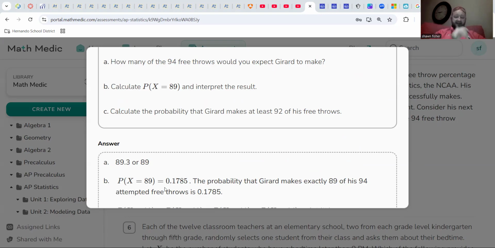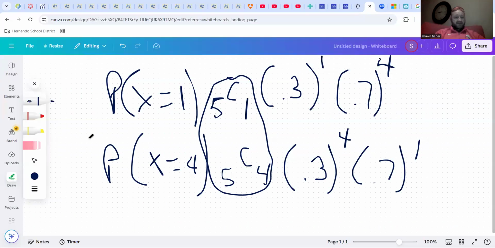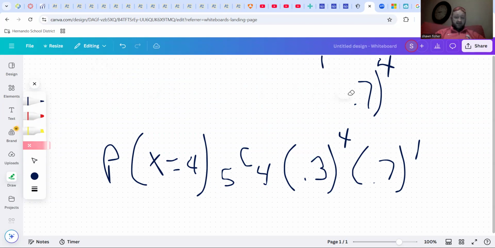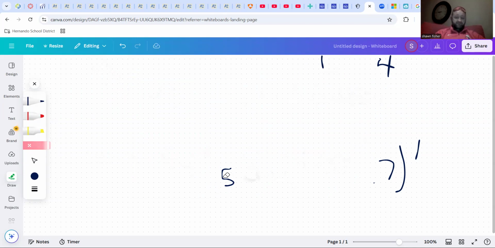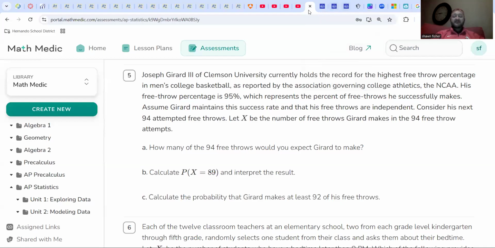All right, so last thing, calculate the probability he makes at least. Let's go into this one, and I'm going to let you guys calculate this one. This is not equal to. So this is going to look something like this. I'll show you. I have to go back to the question. I forgot it. Did it say at least? I think it said at least 92.